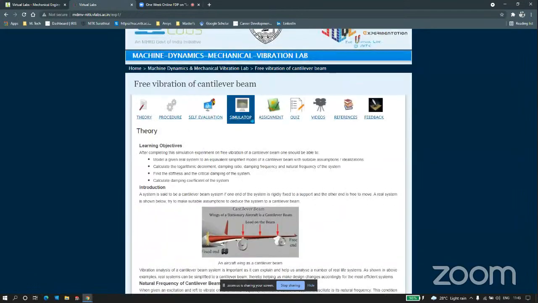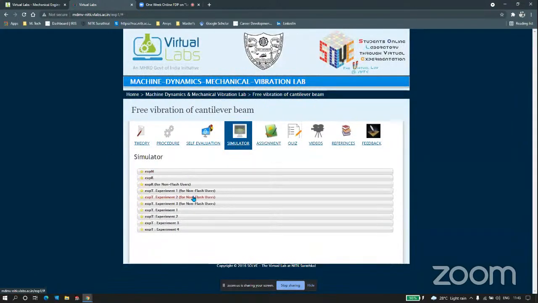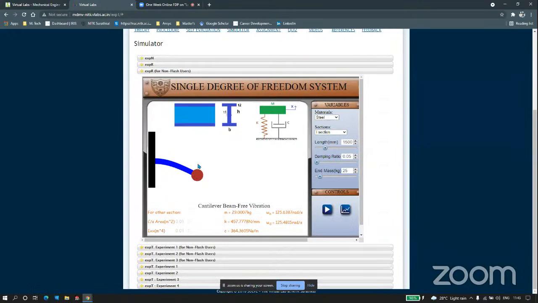So here the next tab is the simulator. As I said, we have to go to the explore for the non-flash users. This is the animation window, this is the variable window, and this one is the control window. In the animation window, you will get the simulation of the experiment. Also in the variable window, you can vary the parameters as required. The length of the beam, damping ratio, and end mass you can change. In the control window, you can pause or play the simulation. Also you can get the graph from the experimental values.